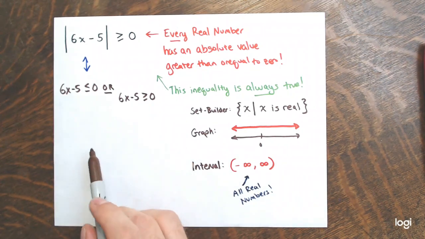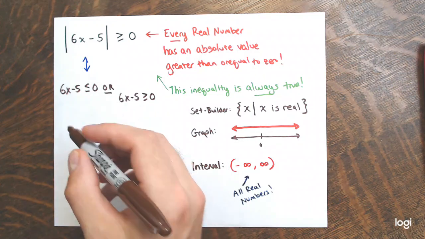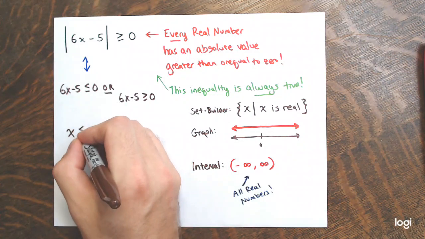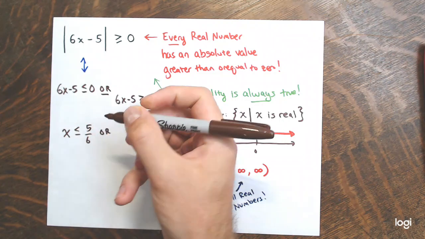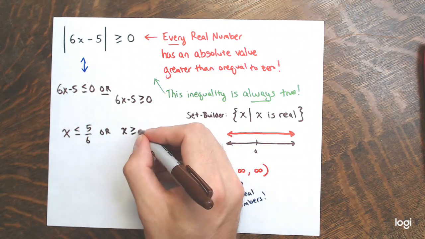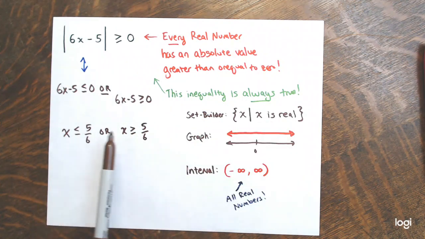And then in solving each of these, you would add 5 and divide by 6, you would add 5 and divide by 6. We'd have x is less than or equal to 5/6, or x is greater than or equal to 5/6. But isn't that just everything?